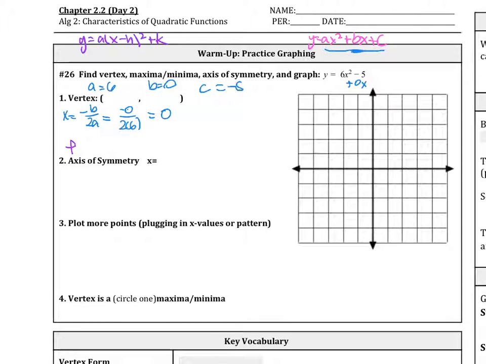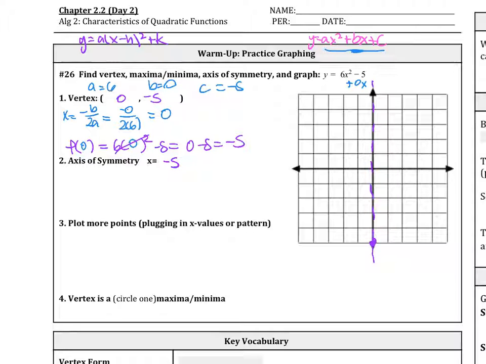So let's say f of 0 equals 6 times 0 squared minus 5. So 0 squared times 6 is 0. So 0 minus 5 equals negative 5. So our vertex is at (0, negative 5). And our axis of symmetry is x equals 0. Remember, you have to put x equals, not just the number. So our vertex is here.